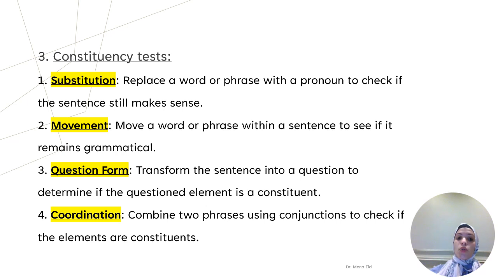The third type is question form. Transform the sentence into a question to determine if the questioned element is a constituent. Coordination: combine two phrases using conjunctions, for instance, "and", to check if the elements are constituents. We do all these types of constituency tests to see if the noun or the verb or the name is a constituent.